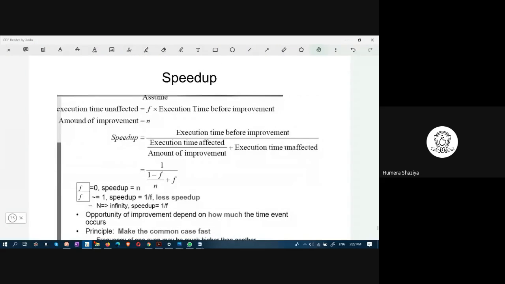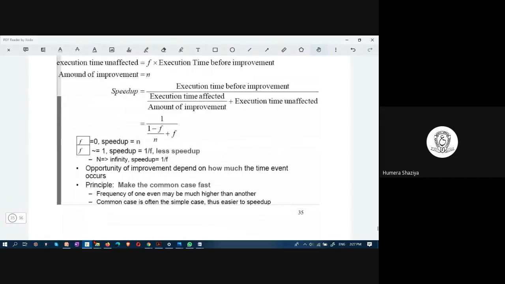This speedup is assuming execution time unaffected, f into execution time before improvement. This amount of improvement is equal to n, where speedup is the same operation. So 1 over (1 minus f) by n plus 1. If f is 0, speedup is equal to n. If f is approximately 1, speedup is 1 by f, and it leads to infinity, speedup is 1 over f. Whatever f value is there, that is the acceleration rate.